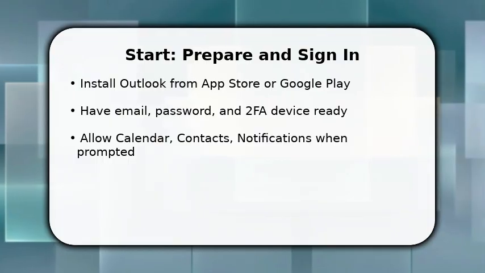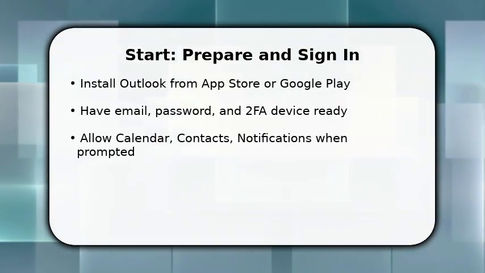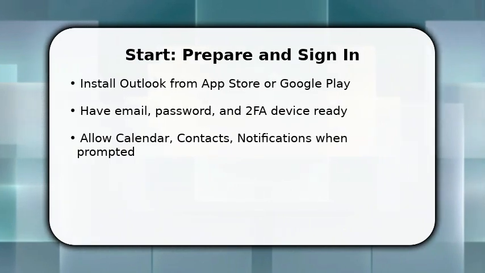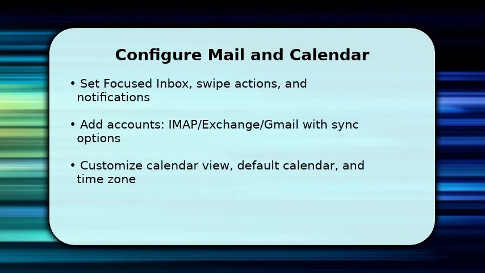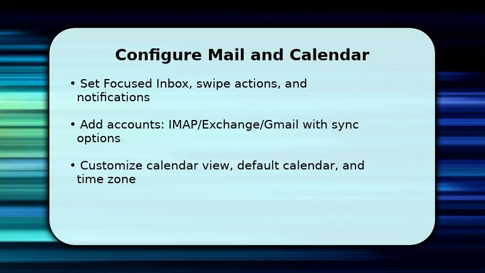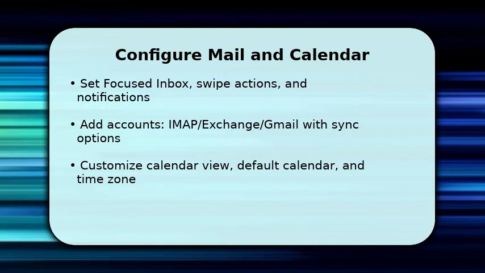Once done, you'll land in the focused inbox and will set up more controls and sync options in the next step. Now customize how mail and calendar behave so Outlook works for you. Go to Settings, add additional accounts if needed, choose Exchange for full sync or IMAP for basic mail, and toggle folders to sync. Adjust swipe actions to archive, delete, or mark as read for faster triage.